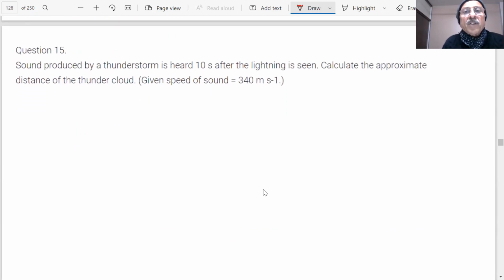Sound produced by a thunderstorm is heard 10 seconds after the lightning is hit. Calculate the approximate distance of the thunder cloud. This question we are giving you as a homework, students, because some calculation is required. You can find the time of the light and the observer, then time of the sound and observer, then find the difference of the two, and then we can find. The distance is the same. Distance of the thunder cloud from the observer.